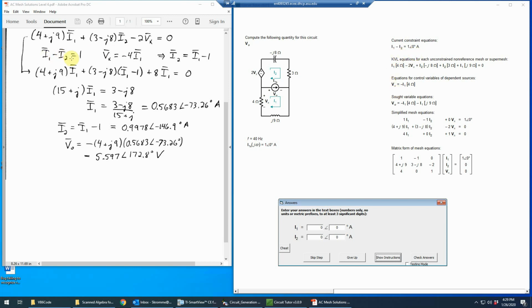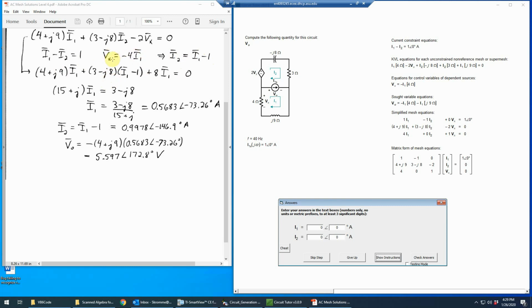So I1 minus I2 is 1 angle 0, or just 1 for short in rectangular form. And the Vx bar is just minus 4 I1 bar. And our goal here is to substitute it in. Remember that we do need I1 ultimately, so we may as well get rid of I2 as opposed to getting rid of I1 in this equation. So I've solved this first equation for I2, just adding I2 to both sides and subtracting the 1, of course. So we have I2 bar equals I1 bar minus 1, a nice simple equation.